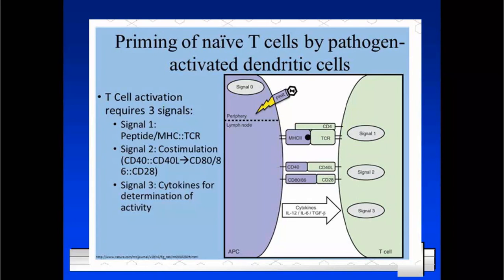The second signal is the co-stimulatory signal between CD28 and CD80/86, or CD40 ligand with the CD40 of the antigen presenting cell. The third signal is cytokine production.